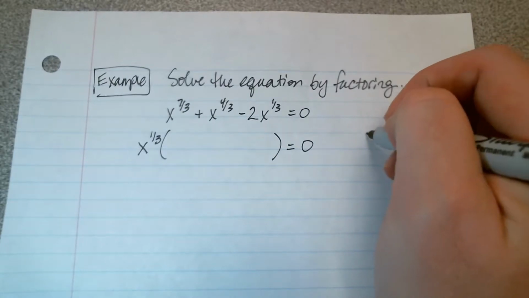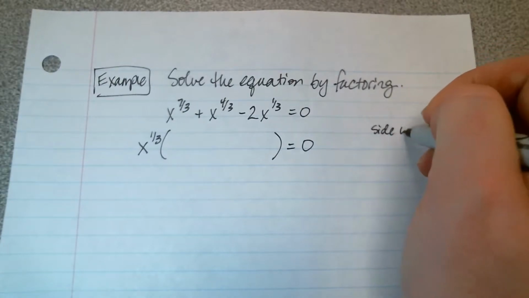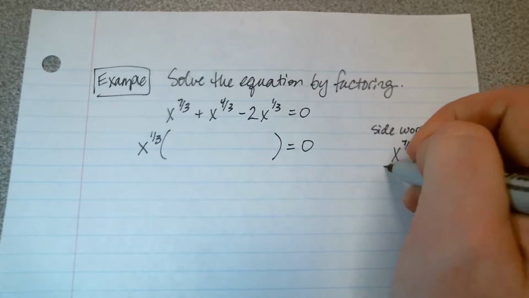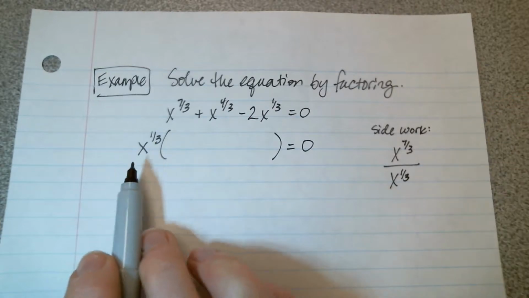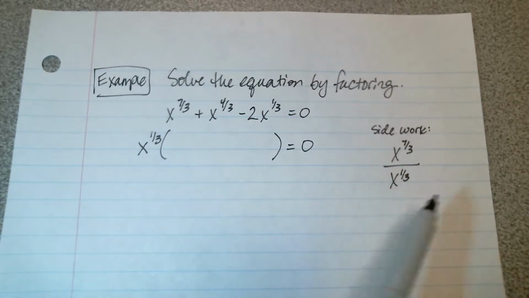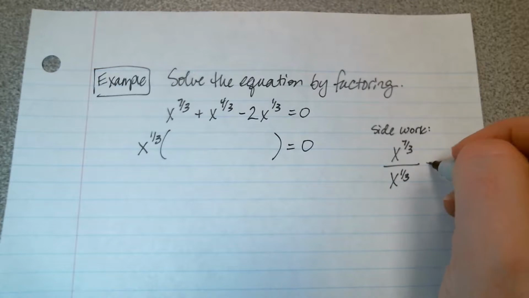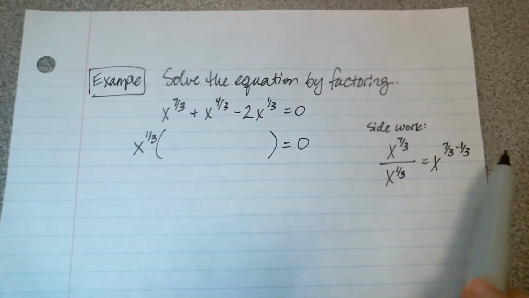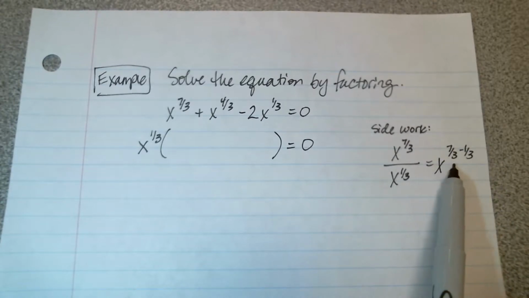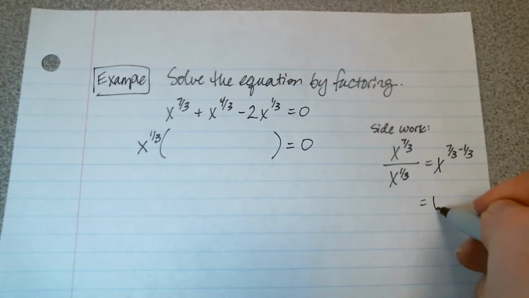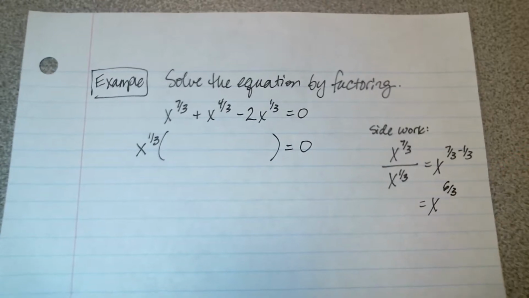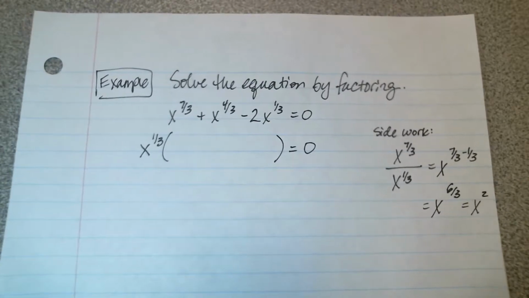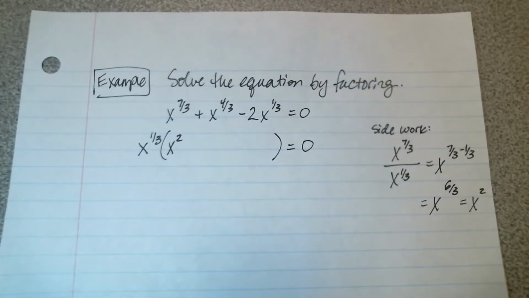So if I do some side work here, to figure out what's left behind in the first term, I'm going to divide by the quantity I'm factoring out. Remembering our exponent rules, I can combine these together by subtracting their exponents. So I really need to know what is 7/3 minus 1/3. That's going to give me 6/3. But 6/3 is a nice integer answer, so it's really just x squared that's being left behind.